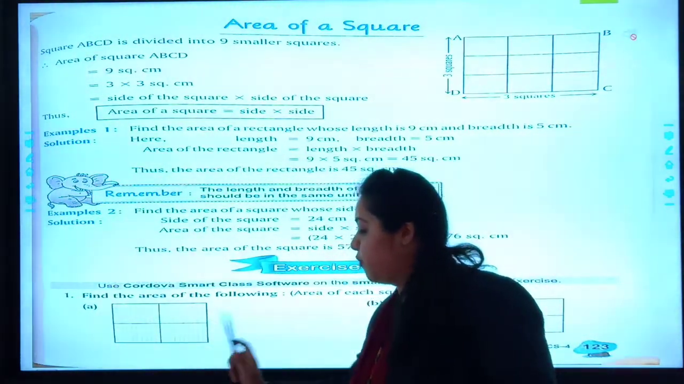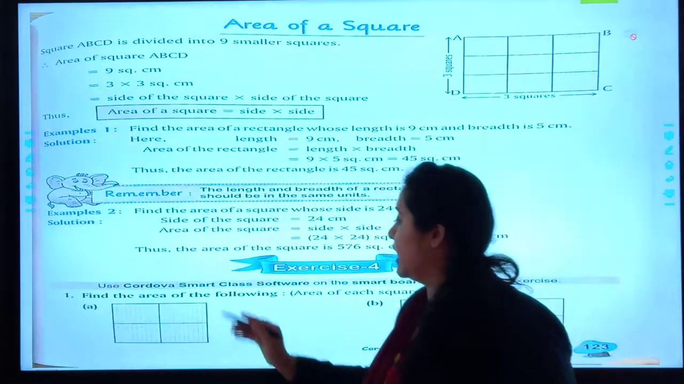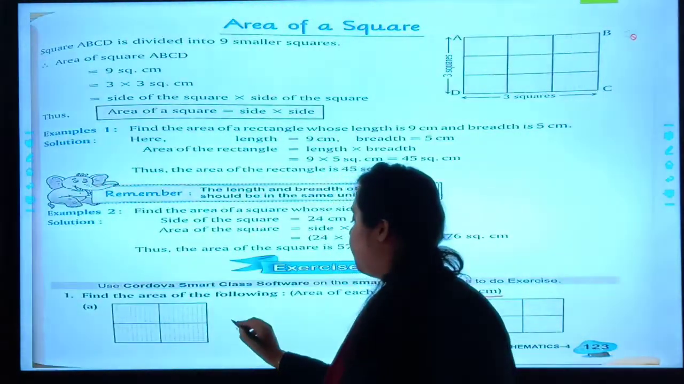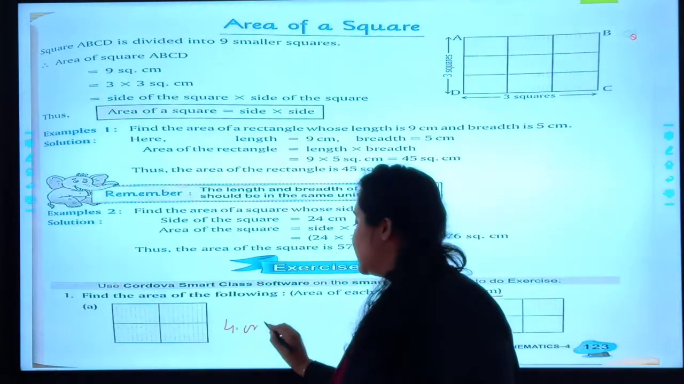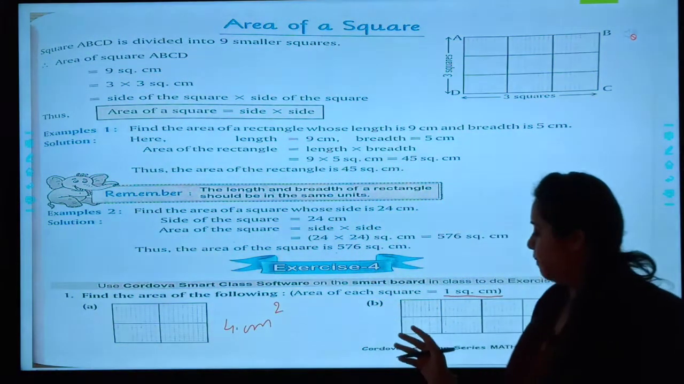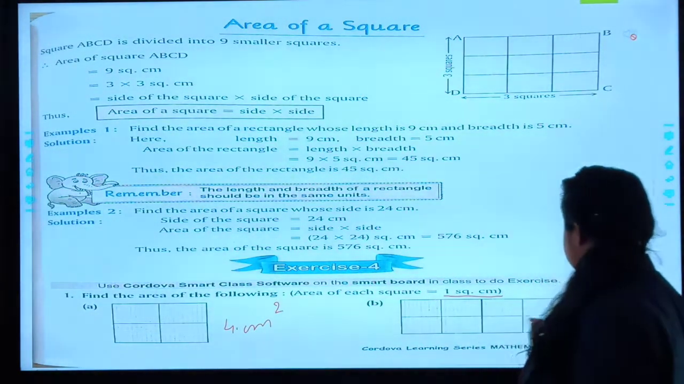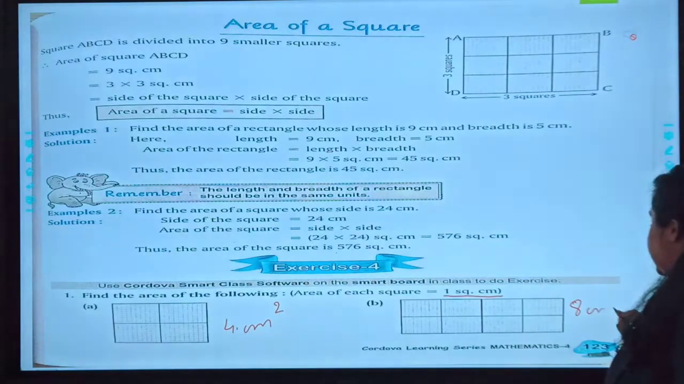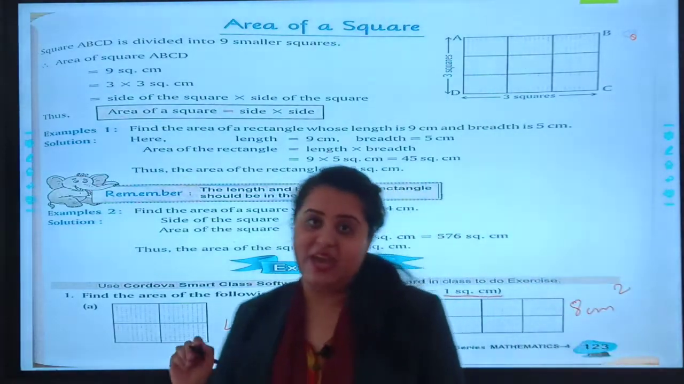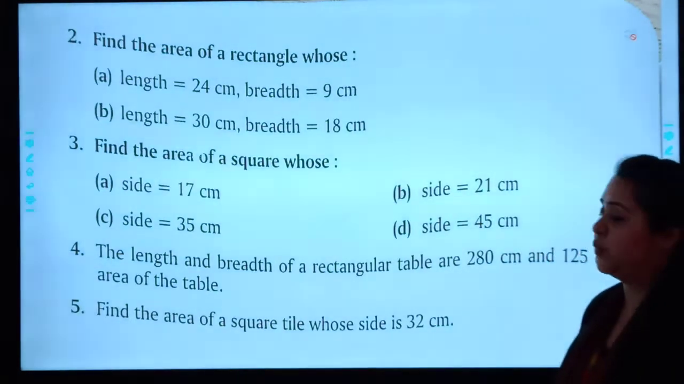First figure में क्या बोला गया है कि जो एक स्क्वायर है that represents 1 centimeter. 1, 2, 3, 4. There are 4 squares. So I can say that the answer will be 4 centimeter square. Understood? In B, how many squares are there? 8. So I can say that there is 8 centimeter square. Okay? Let's move to question number 2.